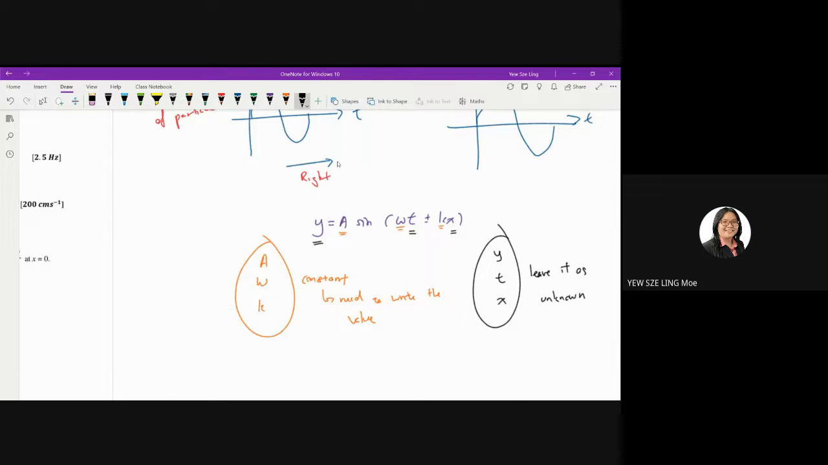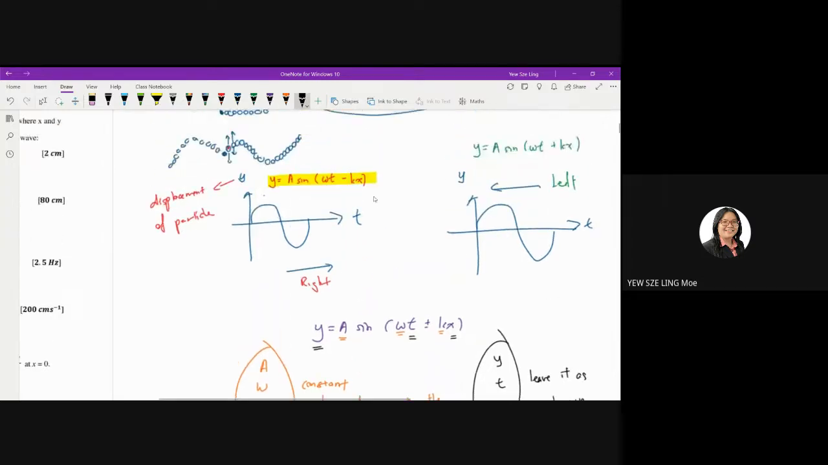Now, what does it mean by changes with t and x? Let's say now you have a y against t graph. At different times, this particle will have a different displacement because it keeps oscillating up and down. So initially, it is at its origin. And then after 1 second, maybe it moves slightly up because it's oscillating. After 2 seconds, it's at amplitude. And then after 3 seconds, now it drops a bit, it goes down a bit because it keeps oscillating up and down. So basically, you're just looking at what happens to the one particle, how it oscillates.